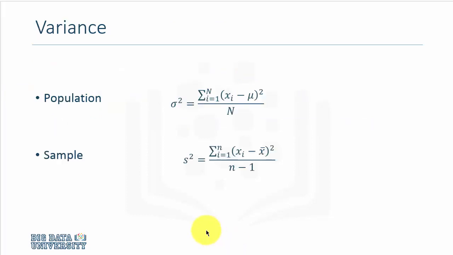Now, unlike the mean, the main difference between a variance for the population and sample is that when you compute the population variance, you divide it by the total number of observations. These are the deviations between observation and the mean, then squared, and then added, and then divided by the total number of observations. And for sample, you divide it by n-1.